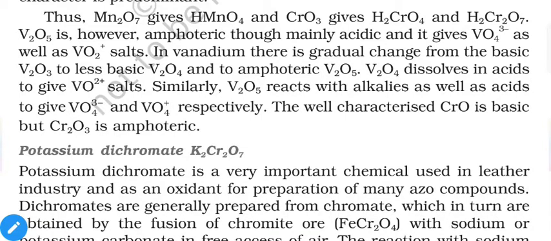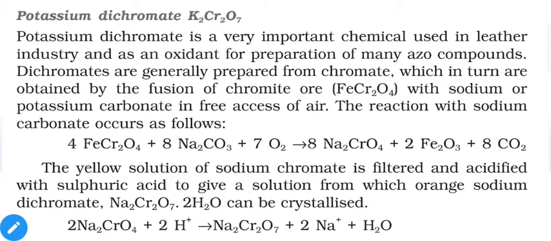The well characterized CrO is basic, but Cr2O3 is amphoteric. Now let's talk about some specific compounds. First is potassium dichromate, K2Cr2O7. It is widely used in chemical reactions, and in our regular practicals we do use this compound in certain reactions. Potassium dichromate is a very important chemical used in the leather industry and as an oxidant for the preparation of many azo compounds.